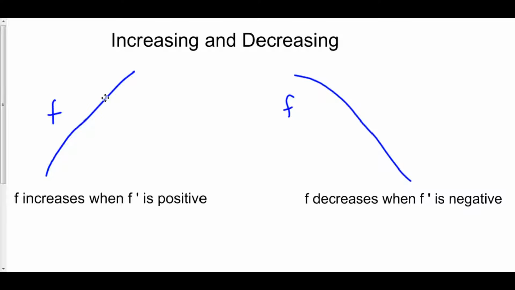If f is going up, then the slope of f is positive. And of course, another word for slope is the derivative. So we can say that f increases when the derivative of f, or f prime, is positive. Furthermore, f goes down, or it decreases, when the slope is negative. So f decreases when the derivative f prime is negative.